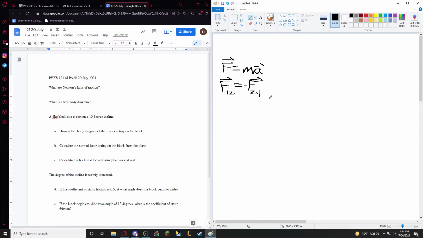Or for example, I'm standing on the ground. I'm a big boy. I weigh about 260 pounds, about 115, 116 kilos. So I'm exerting a little over 1,000 newtons of force on the ground. The ground is exerting that same force back up on me.